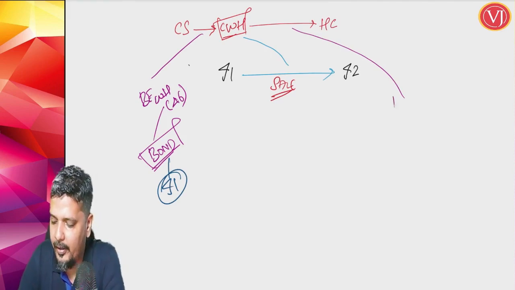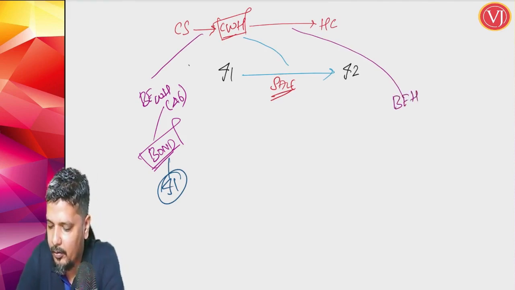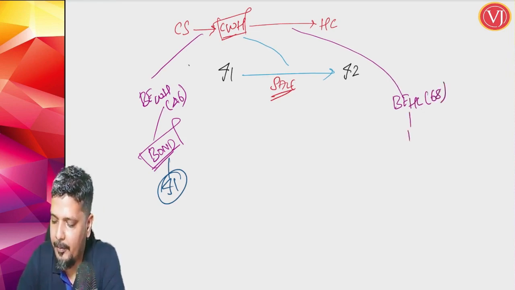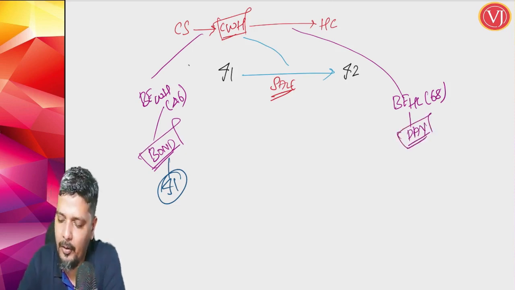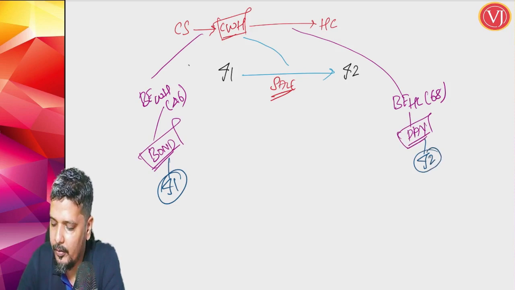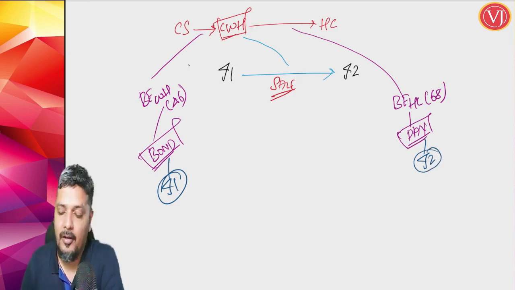The second bill of entry for home consumption under section 68, where there will be payment, will be filed by whom? Who is the real importer? So who is going to pay the duty? Now look at the problem.